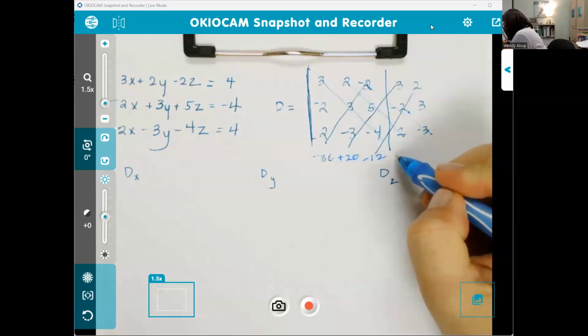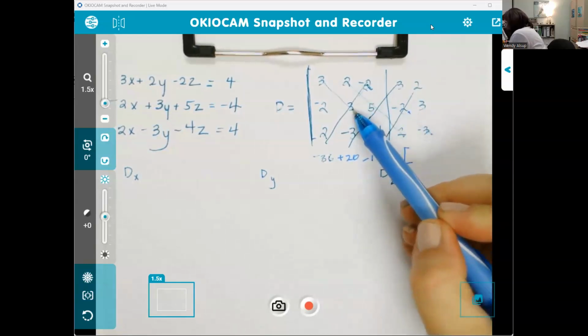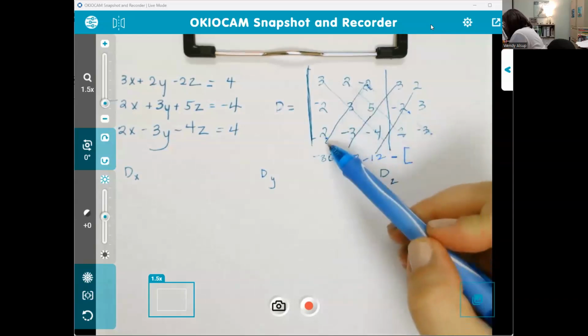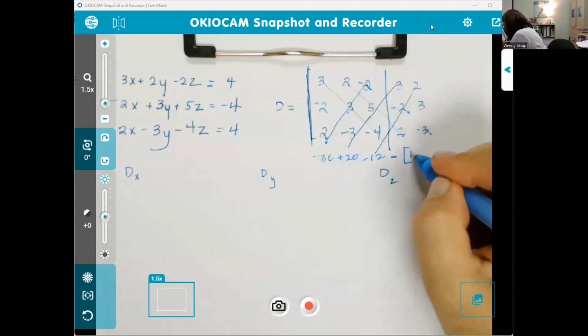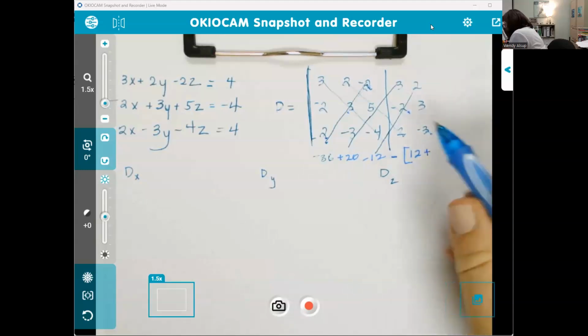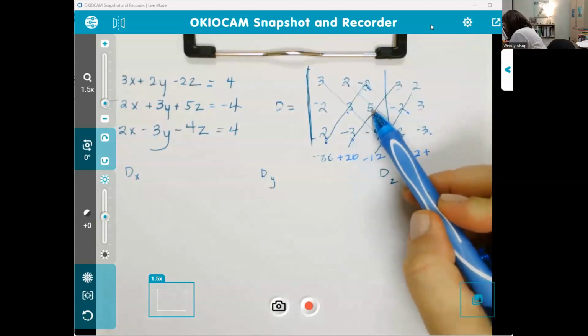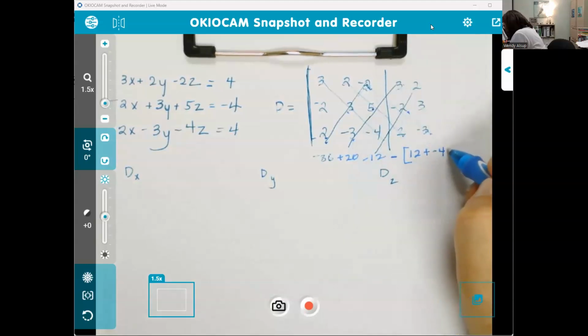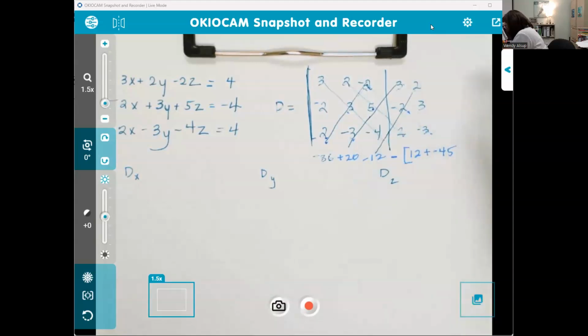So we'll add those guys together, and then we're going to subtract the next group. -2 times 3 times -2, that's going to be +4 times 3 is going to be +12, plus 3 times 5 times -3, that's -15 times 3, that's -45, and then 2 times -2 is -4 times -4 is +16.